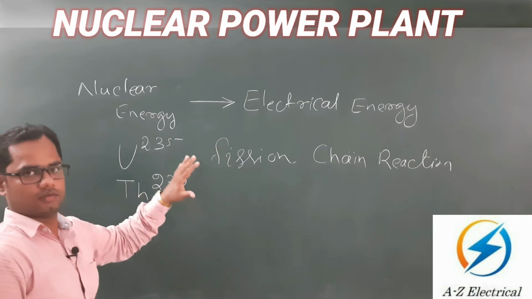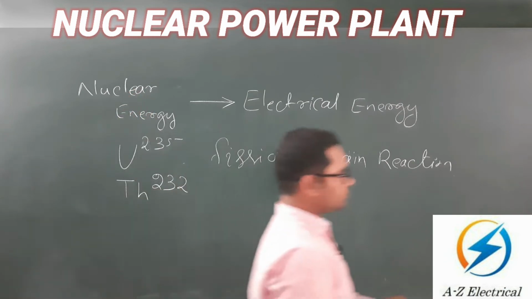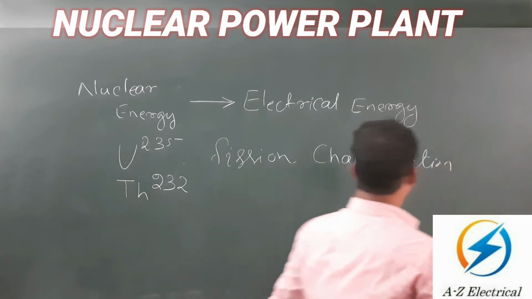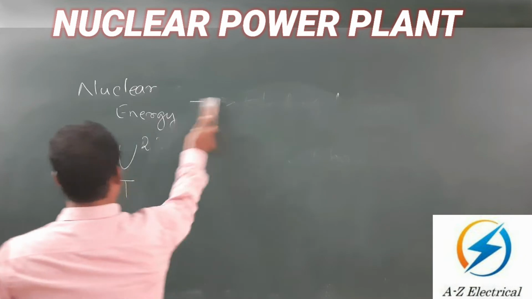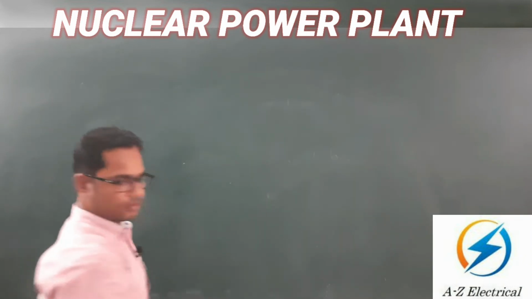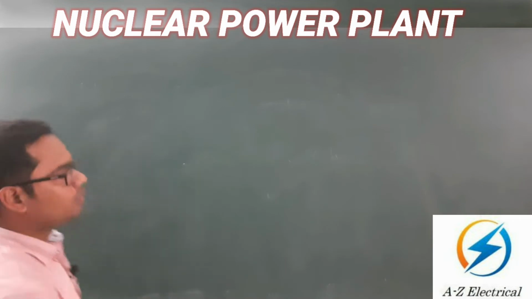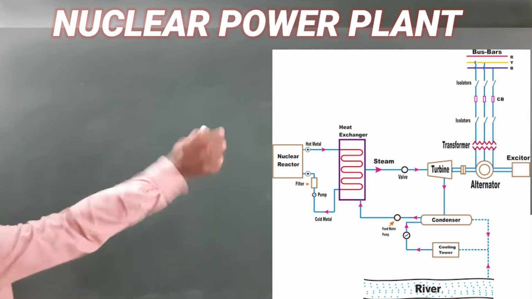Okay. So, how the reaction is carried out, where it is carried out, and what the parts of the nuclear power plant are will be discussed here. Let me show the diagram and how the working of the power plant takes place. This is the basic diagram of a nuclear power plant. Let me draw it.